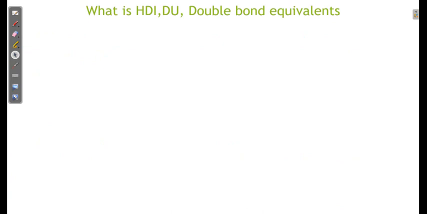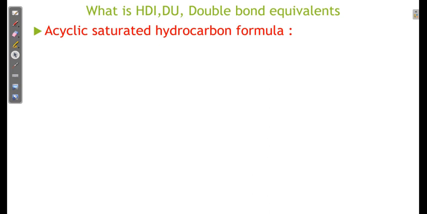So what is HDI? What is DU? What is double bond equivalency? Simply we can say that for an acyclic saturated hydrocarbon, the general formula is CnH2n plus 2. So this is the general formula. More than that, hydrogen is not at all possible in any organic compound.